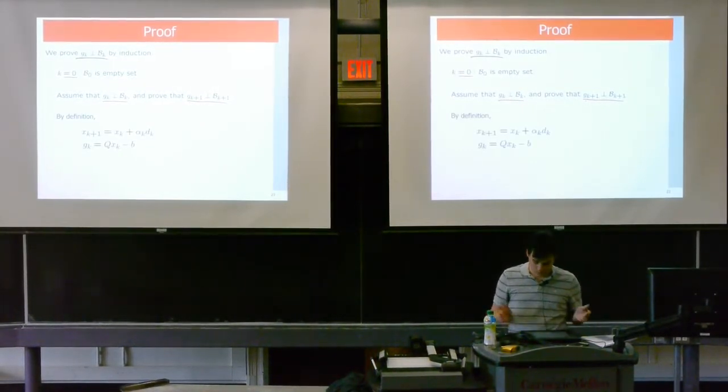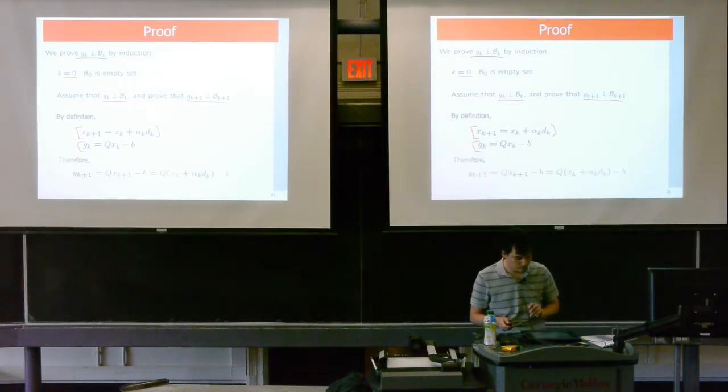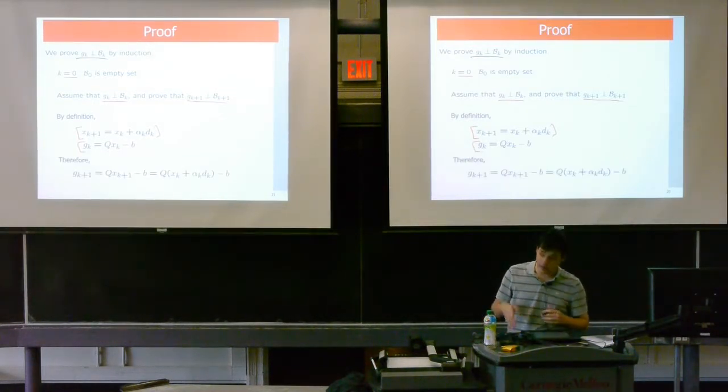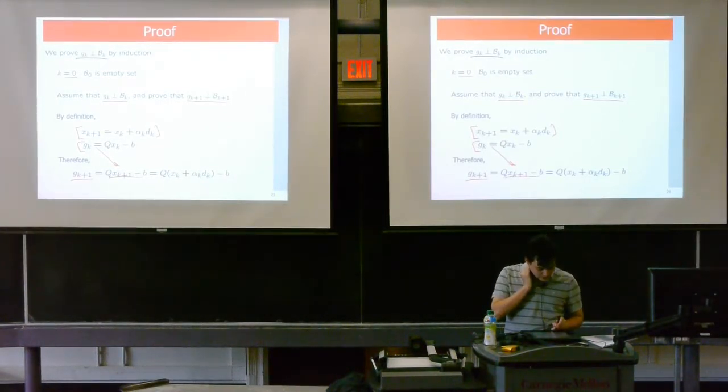So it's just a simple calculation. This was the update rule of our algorithm, and gk is the gradient. So therefore, at k plus 1, gk plus 1 is just Q times xk plus 1 minus b. Now we can substitute the update rule, and we have that gk plus 1 is this expression minus b.